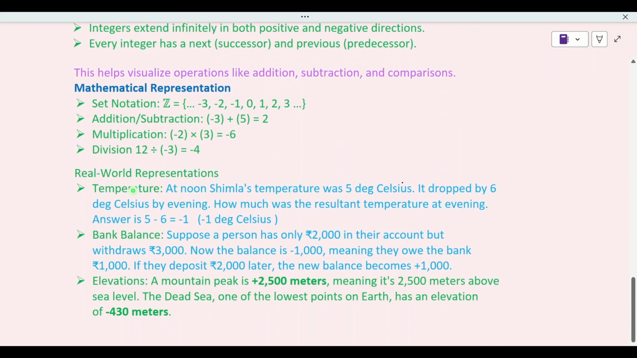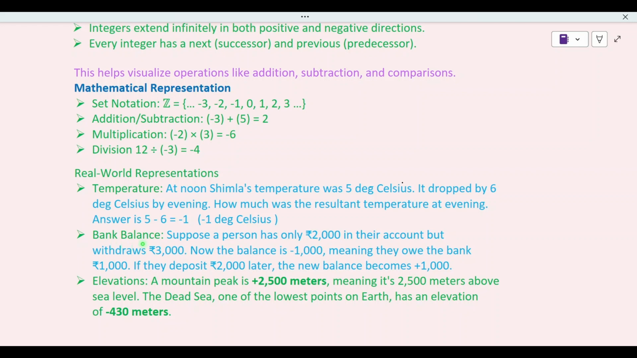And in real world representations, how do we apply these integers? For calculating temperature, I will give an example. Suppose at noon, Shimla's temperature was 5 degrees Celsius and it dropped by 6 degrees Celsius by evening. What was the resultant temperature in the evening? Let us calculate: 5 minus 6 is equal to -1. So the resultant temperature will be -1 degree Celsius.